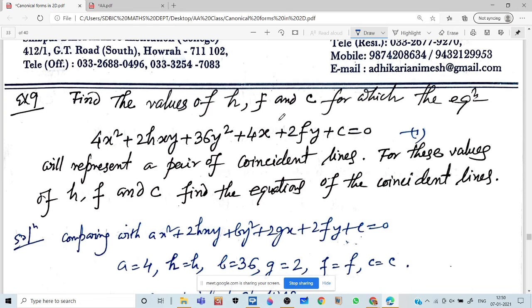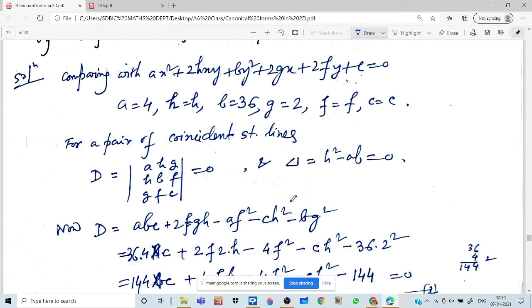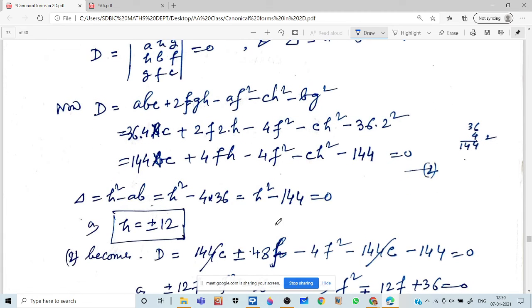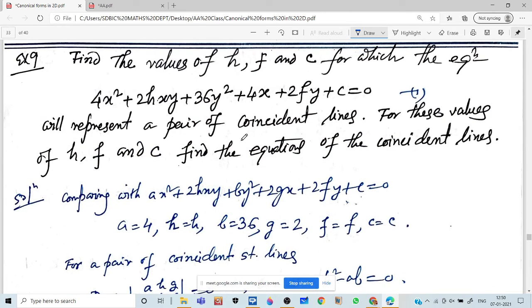Find the values of h, f, c for which the equation will represent a pair of coincident lines. For these values of h, f, c, find the equation of the coincident lines. Comparing this equation with the general one, D is equal to this, and delta is equal to this, h square minus 4. This will represent a pair of coincident straight lines, so we find the values of h, f, c in such a way that the given equation becomes a pair of coincident straight lines.